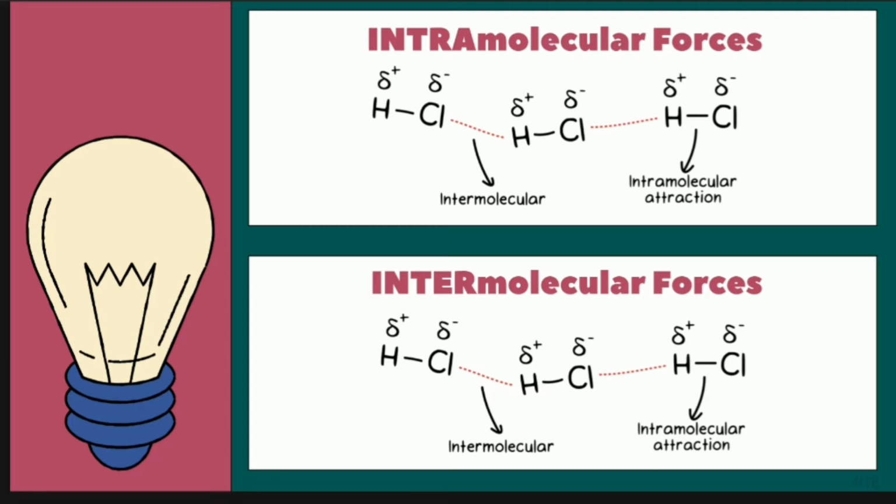Let's have the hydrochloric acid as an example. Now, the bond between H atom and Cl atom is where the intramolecular force is. So, if we are going to connect the H atom and the Cl atom, that's what we call the intramolecular attraction. The bond between the H atom and the Cl atom is the intramolecular attraction or intramolecular force. It is actually the covalent bond between the H atom and Cl atom inside the hydrochloric acid molecule.